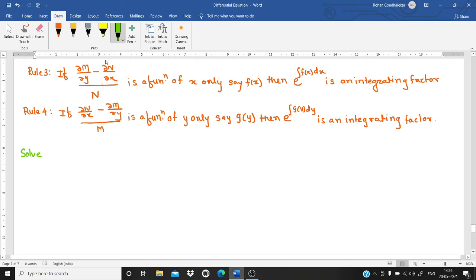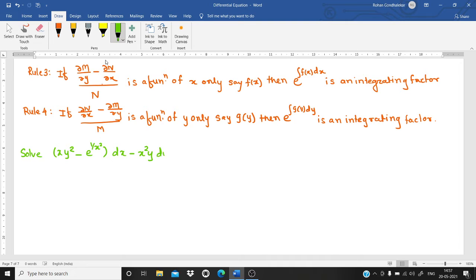Solve. I wish to take a problem which was asked in a university examination: (x y square minus e raised to 1 upon x square) dx minus x square y dy is equal to 0. This differential equation we have to solve.